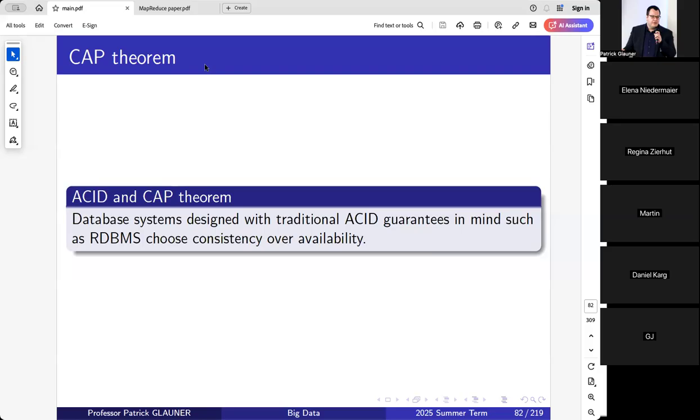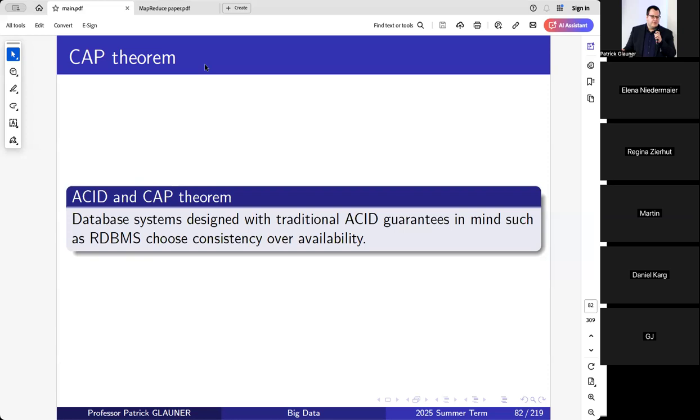So actually, we can now wonder about ACID and the CAP theorem. We saw ACID last week as a revision. Do you remember again what ACID stands for in relational database management systems? We discussed it last week. Who remembers what ACID means?